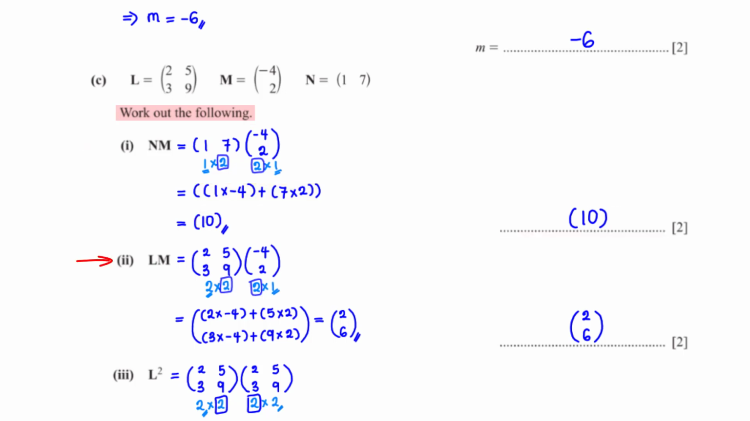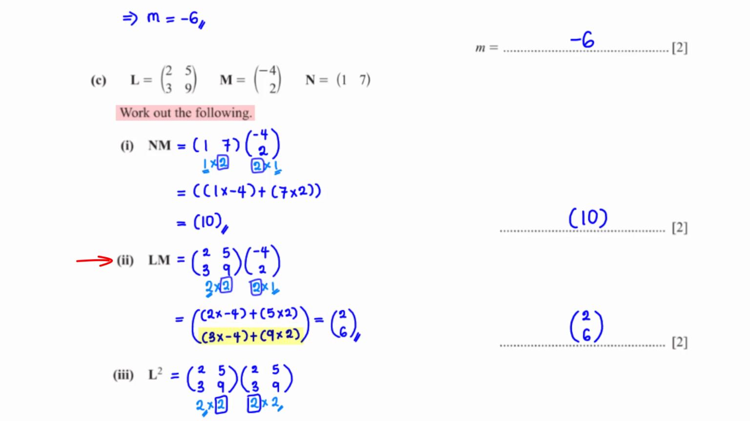L is a 2 by 2 matrix and M is a 2 by 1 matrix. So the resultant vector from the multiplication would be a 2 by 1 matrix. To get the number in this position, we multiply the elements in row 1 of the first matrix with the elements in column 1 of the second matrix. So 2 times -4 plus 5 times 2 gives us 2.